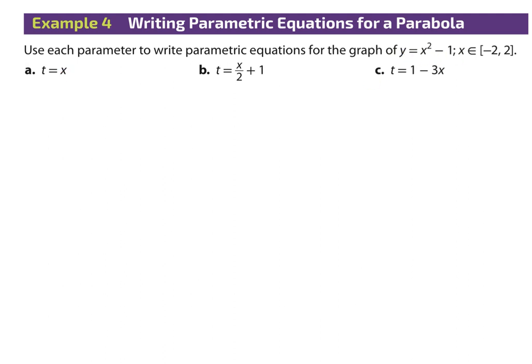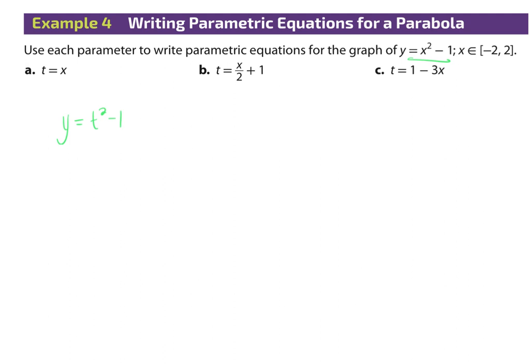On the first one, they actually have my x by itself. So that's easy. I'm just going to go ahead and do substitution. I'm going to say y equals, and instead of x, I'm going to say t squared minus 1. Very simple when I have it like that.